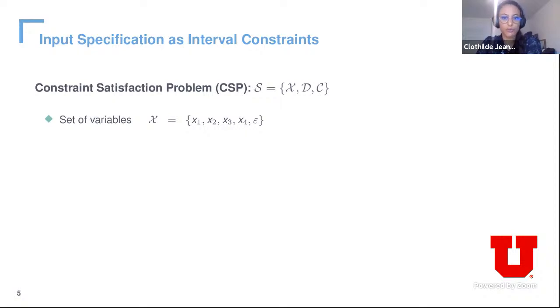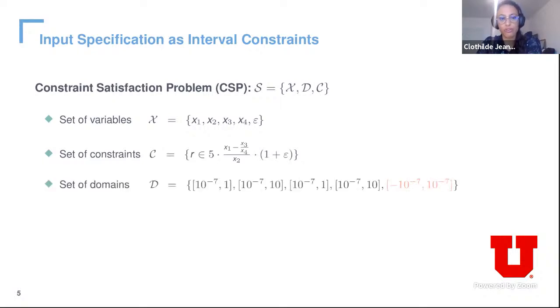A constraint satisfaction problem is defined first by a set of variables, here the inputs X and epsilon for the relative accuracy, then a set of constraints that define the range of the valid outputs, and finally a set of input domains of each variable. Here the interval domain of epsilon, in orange on the slide, is particularly important for creating mutants targeting accuracy errors.